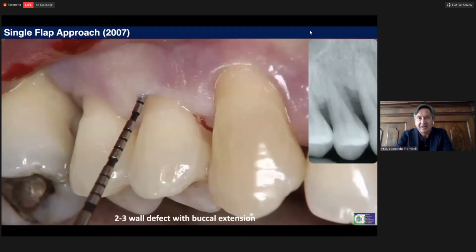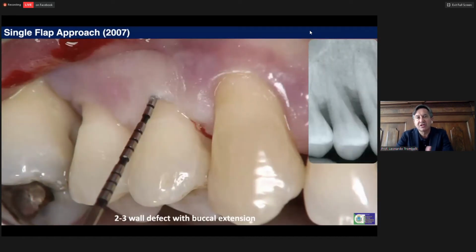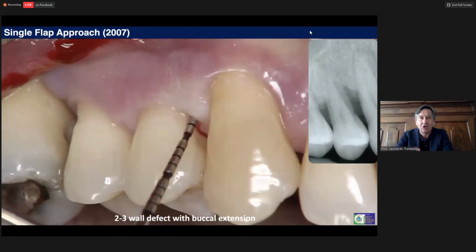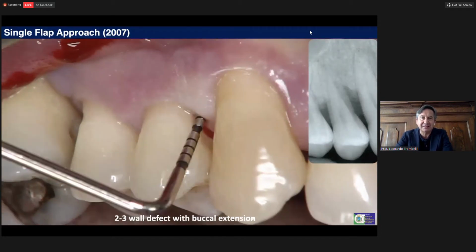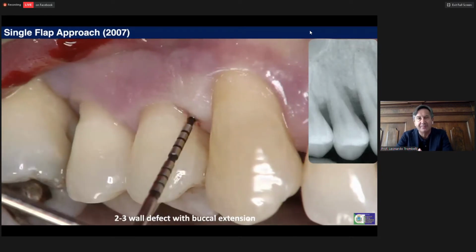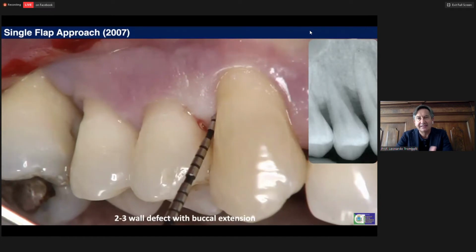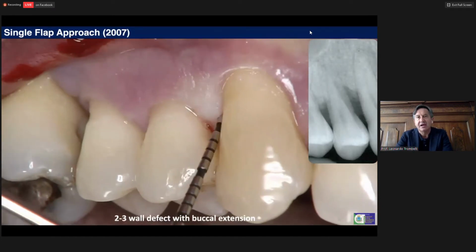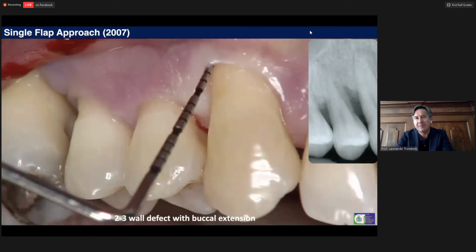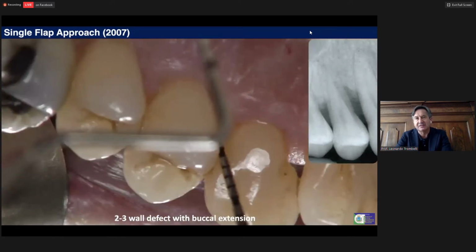Again, the single flap approach is based on the fact that when we are diagnosing the defect, and provided that the defect can be tackled from one side, which would happen 8 to 9 times out of 10, we have to take the opportunity to respect the entire volume of the interdental tissue.